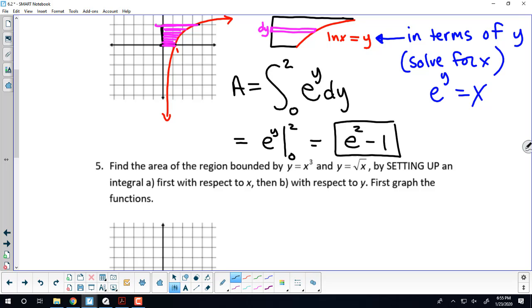Honestly, if you're in physics, you're probably drawing pictures, at least some diagrams to solve some of your problems. No shame in drawing diagrams here either. I would definitely recommend it. If you're not given a graph and you have to find these areas and these volumes, the first thing you should do is draw the graph.